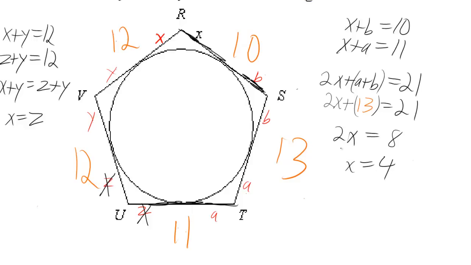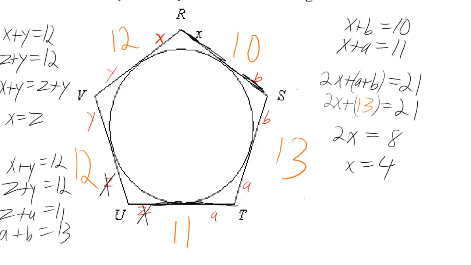So, it was not obvious at all. In fact, the way I figured this problem out was I just wrote equations like crazy. I went x plus y is equal to 12. Z plus y is equal to 12. Z plus a was equal to 11 because there's originally a z there. And then I wrote a plus b is equal to 13. And I just tried to play around with the ways I could possibly solve these. In fact, I'm still missing one. X plus b is equal to 10.